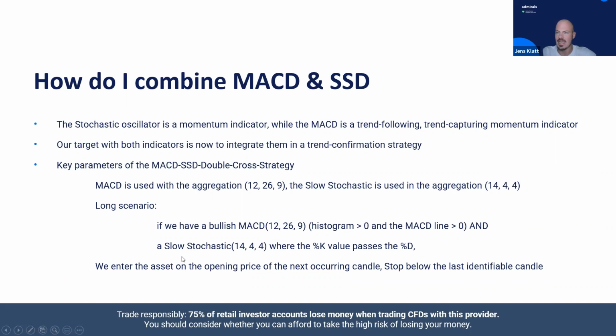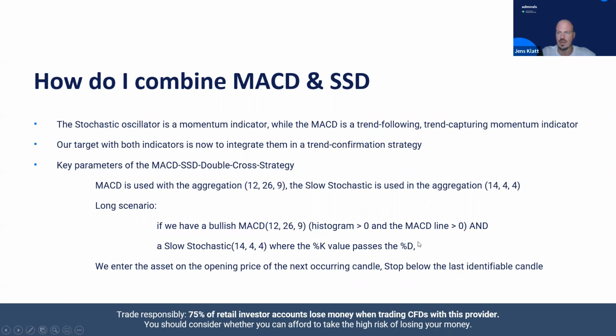And the second one is that we have the slow stochastic, where the percentage K value passes the percentage D in this case. So we have this cross from the blue line up to the higher part of the orange line here. And what we then do is we enter the asset price on the open of the next candle. And the stop, which is very important to calculate our risk, will be the last so-called identifiable candle.